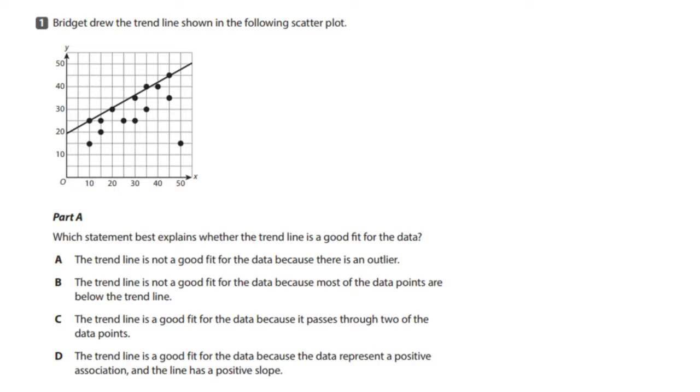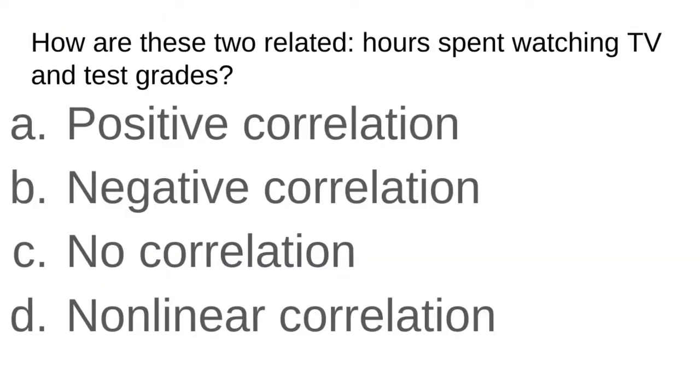Well, I do agree that it has a positive association. It does have a positive slope, but for the trend line, it doesn't matter if it's positive or negative. What matters is that it's in the middle of all the data, and this one is not. Okay? So let's look at this example.